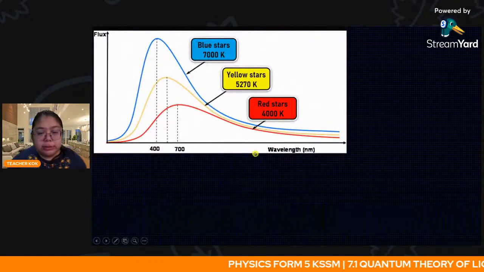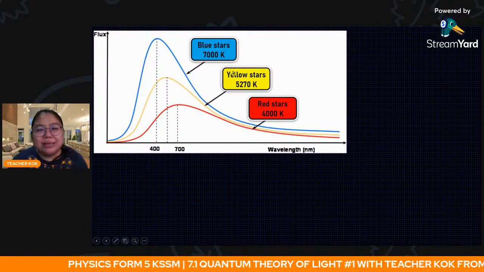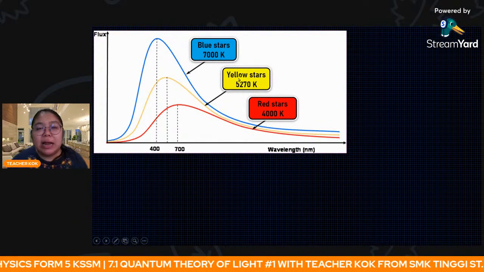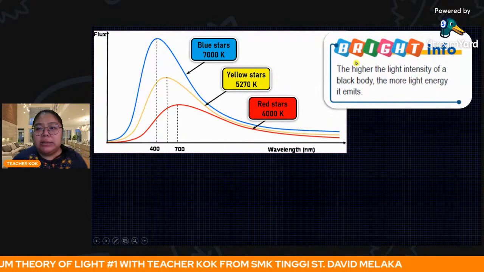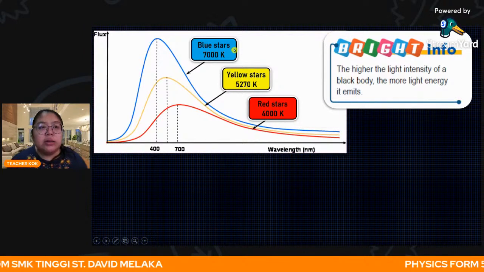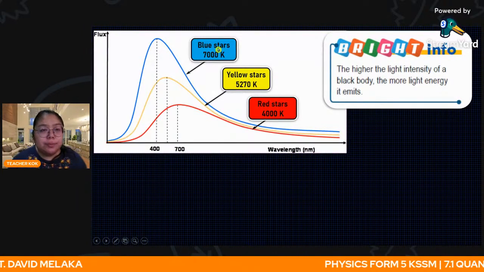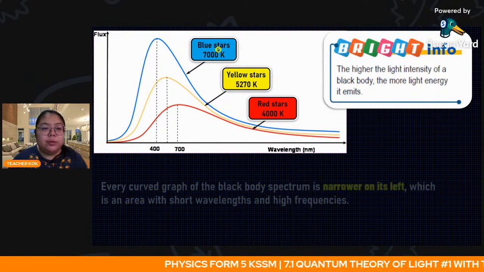Okay, we still continue with this graph. This one is a set. You can say white star, you can say yellow star, where the color is almost yellow and also white. For example, the higher the light intensity of the black body, the more light energy emitted. So that means the blue star needs more light energy to produce.